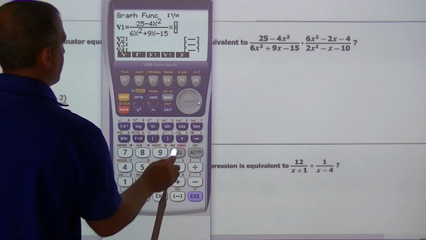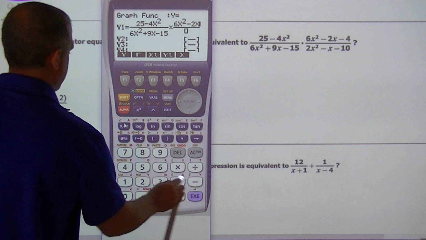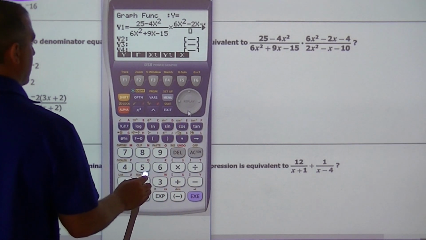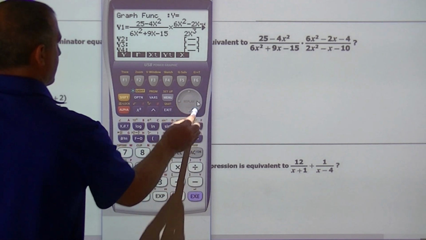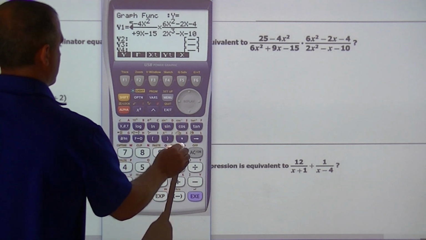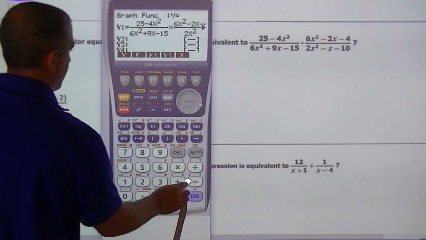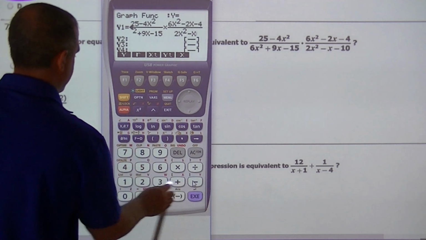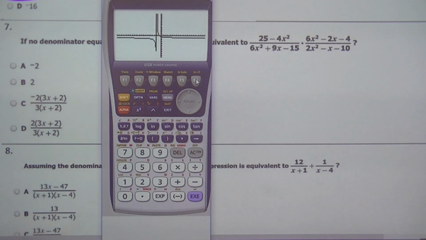Okay, up top there would be 6x squared minus 2x minus 4. Then I got 2x cubed, all right, minus x minus 10. Oh, whoops, that's 2x, should be 2x squared, sorry. 2x squared minus x minus 10. And I draw, looks like that, okay? So I think what the answer is going to end up being is this one down here.